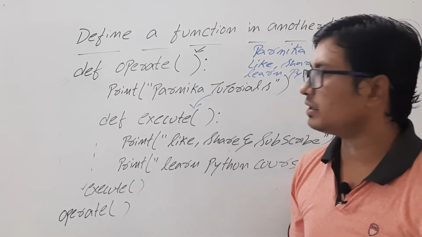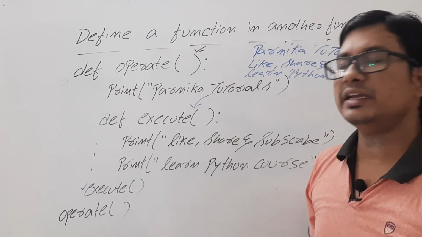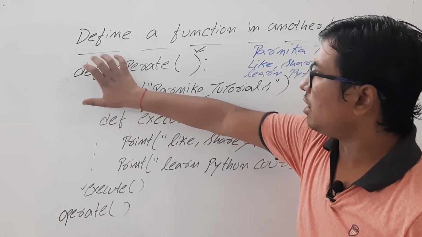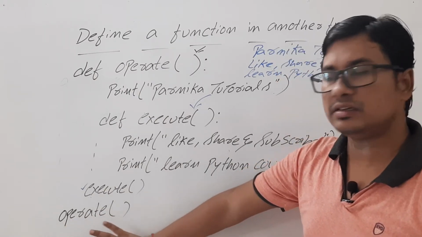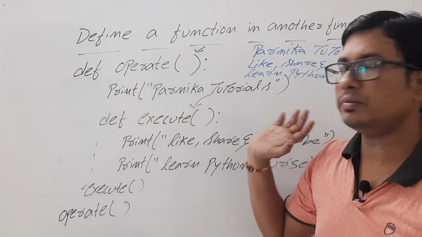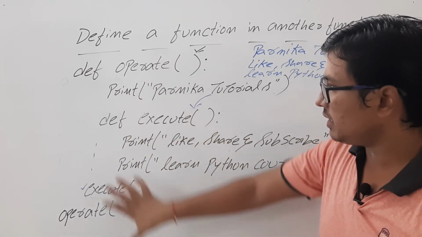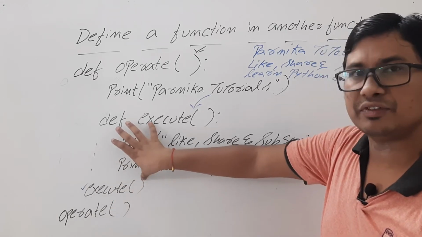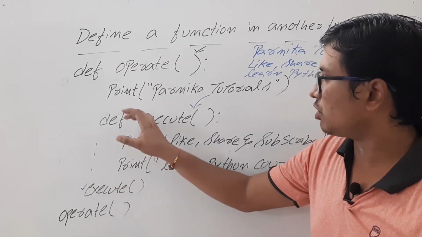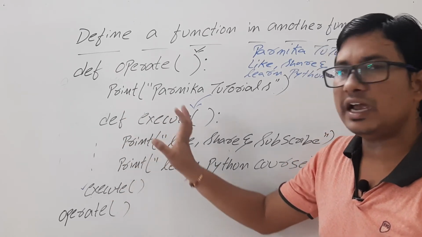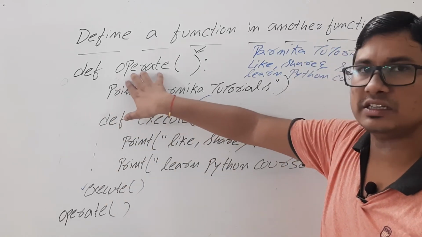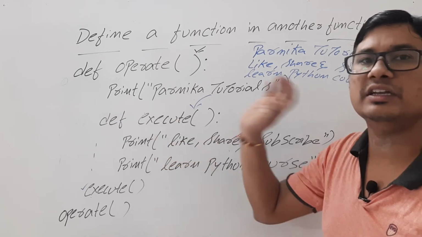So this is the way we can define a function in another function. I am calling the outer function. See, operate is the function call I am making. Once I start it, all the statements will be executed, because first it will execute this statement, then there is a function definition. This is an inner function, and then you are calling the inner function from the outer function. So the control will go to the inner function definition, and all the statements in the inner function will be executed. So this is an outer function and this is an inner function.